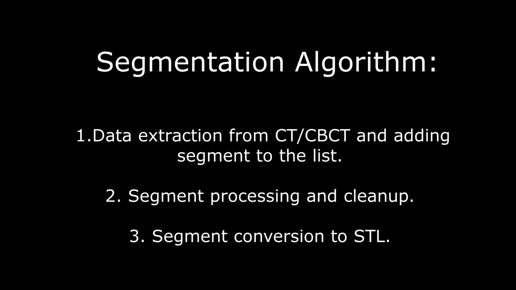The segmentation process consists of three main steps: extracting data from CT, CBCT, and adding segments to the list, processing segments using available tools, and converting them to STL format for further use. Let's take a closer look at each step. First, obtaining a segment.